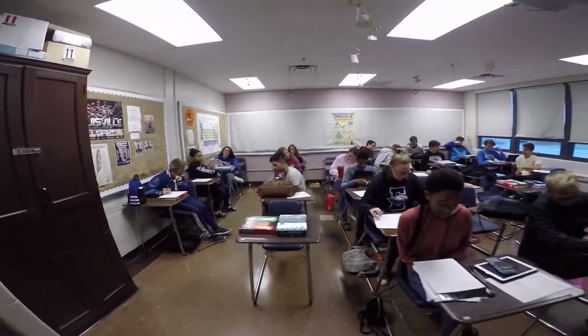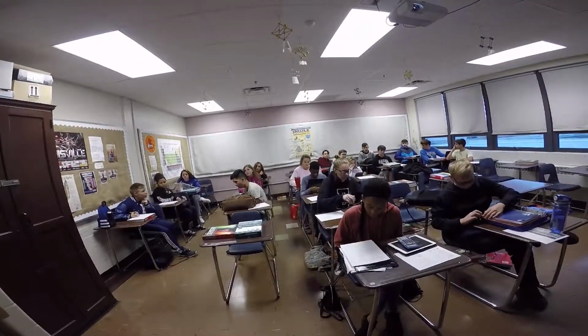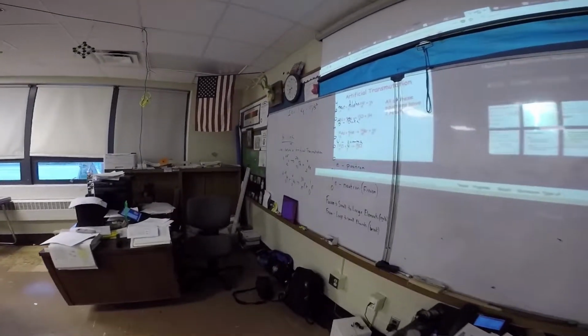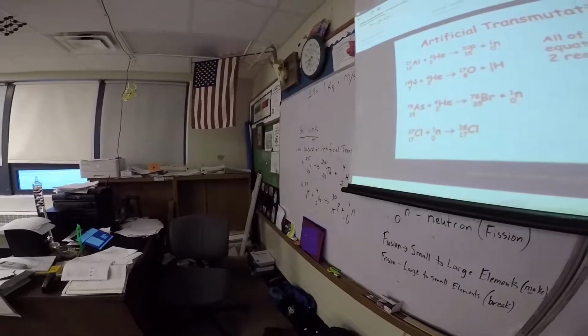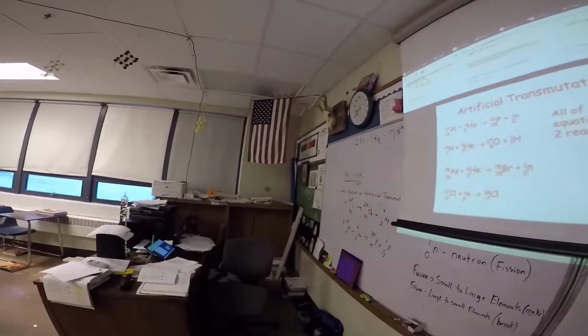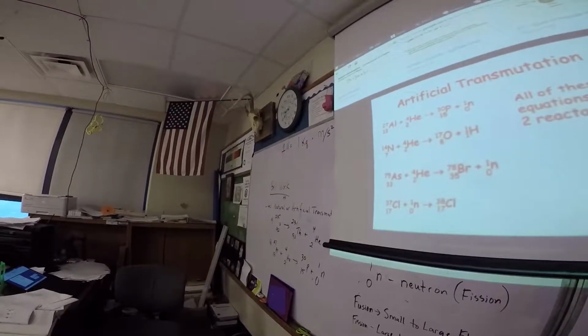Now up here on the board, Amir, you should be writing this down as far as notes because you could see it again on Friday on your quiz. Now up here, artificial transmutation, it says all of these equations have two reactants. That's kind of the signal for you. If you see two reactants, then you know it's going to be artificial transmutation.